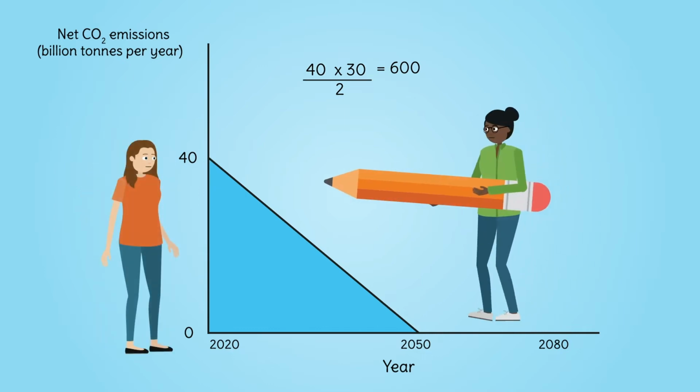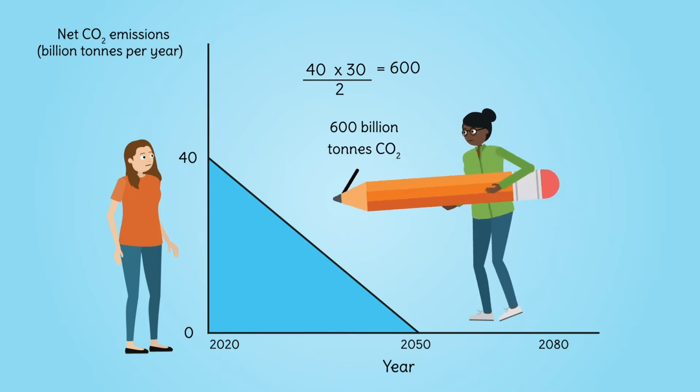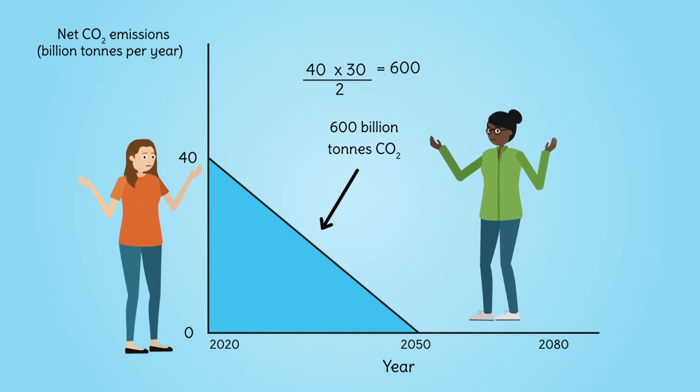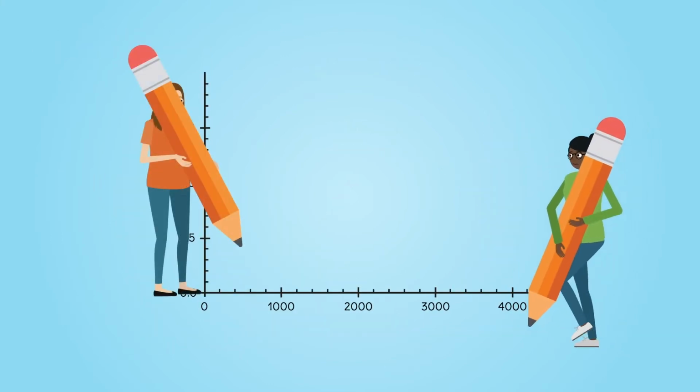This reveals our global carbon budget is around 600 billion additional tonnes of CO2 for a 50% chance of staying below 1.5 degrees of warming. But where have we pulled this 600 billion tonnes from? Let's look at a fundamental relationship in climate science.